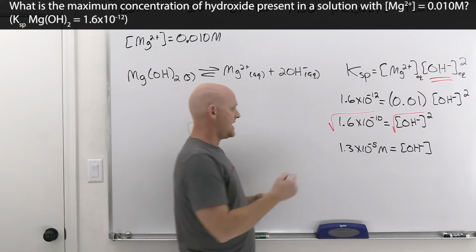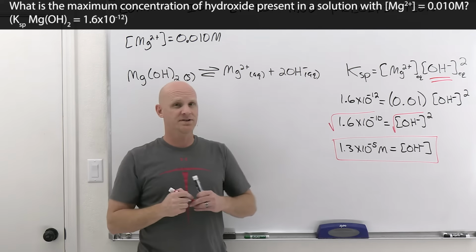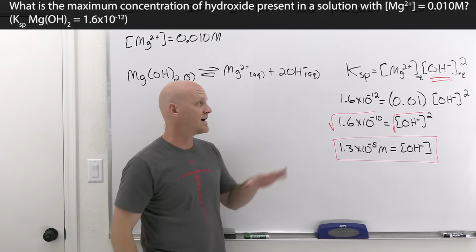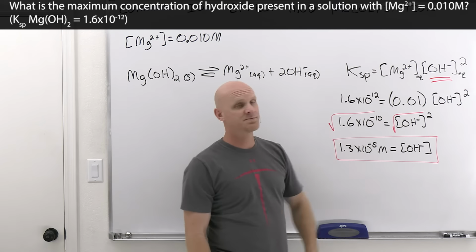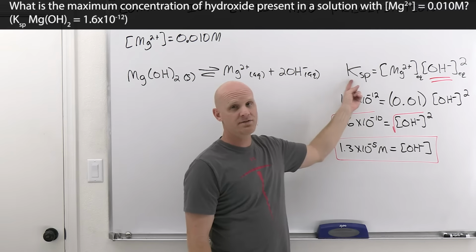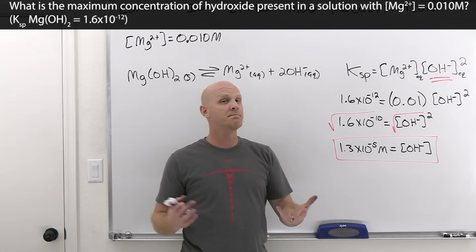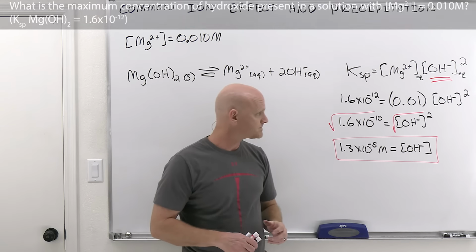Cool, and that is the answer to this first question. In principle, actually a little bit easier than anything we did with an ice table. We just plug the numbers we had into the Qsp expression, solve for the one we didn't. There's 3 variables in here. The Qsp was given, the magnesium concentration given, and then we just were asked, what's the hydroxide concentration, the maximum that could exist in that solution.